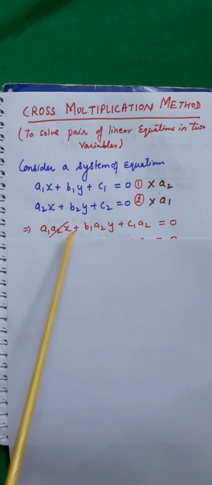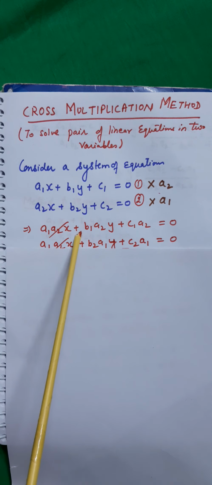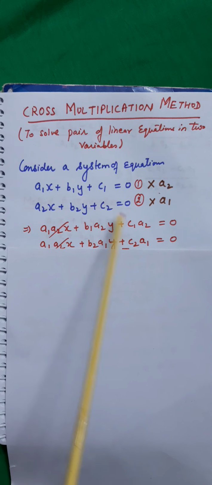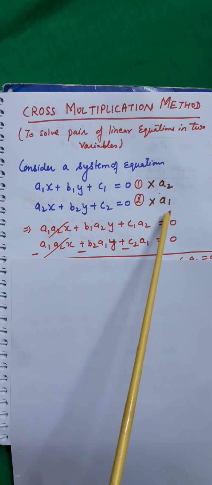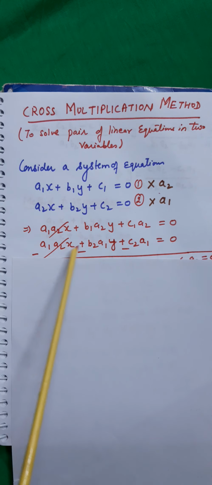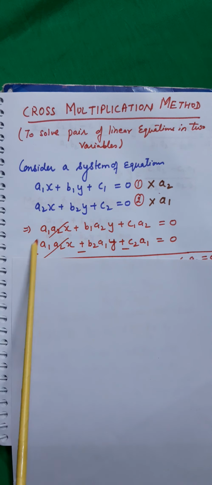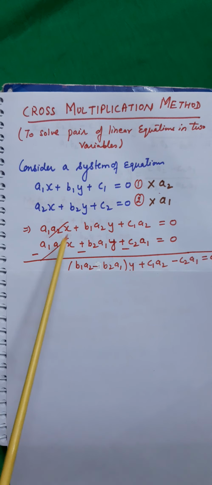Let's see what happens. When I multiply the whole equation with a2, I get a1a2x + b1a2y + c1a2 = 0. And the second equation, when I multiply it by a1, I get a1a2x + b2a1y + c2a1 = 0. Now subtract these two equations, change the signs.